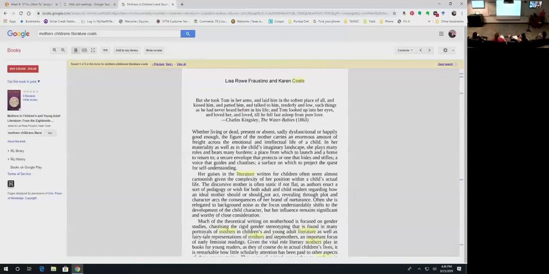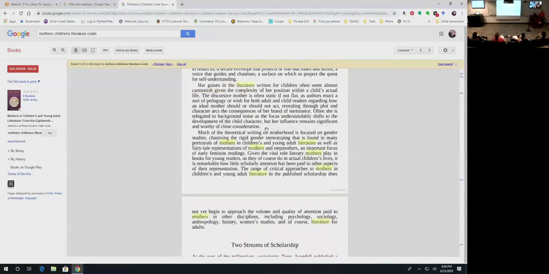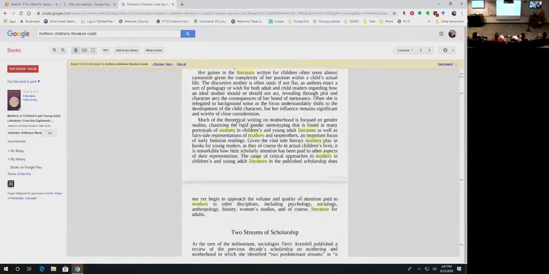So, topic here, motherhood, making some general statements about motherhood that you'll probably be able to pick up from your reading of all of these essays if you were to have been collecting these. So here, much of the theoretical writing on motherhood is focused on gender studies, chastising the rigid gender stereotyping that is found in many portrayals of mothers. Yeah, that's something we've come to expect in some ways.